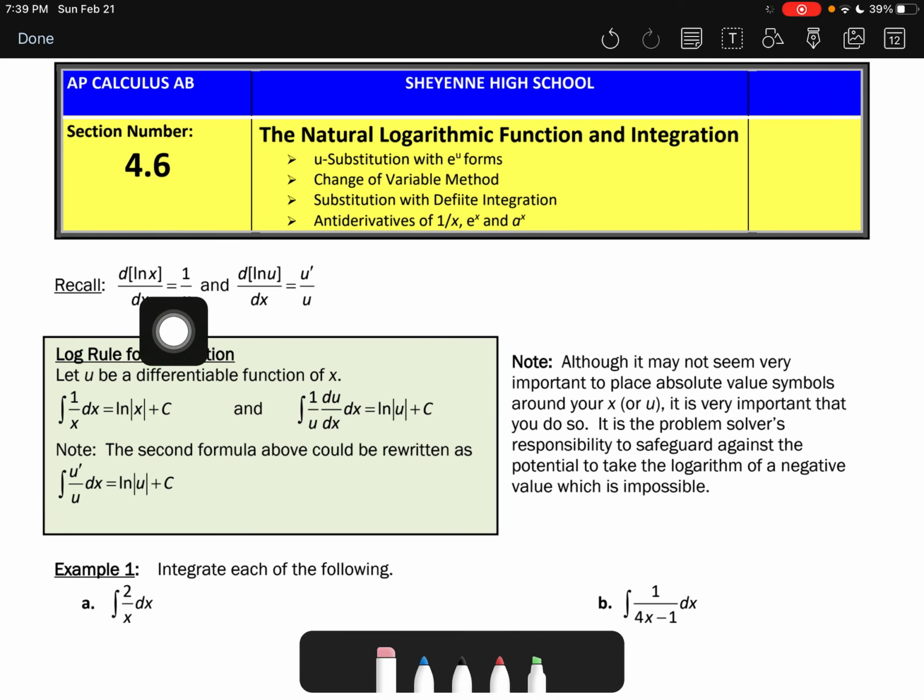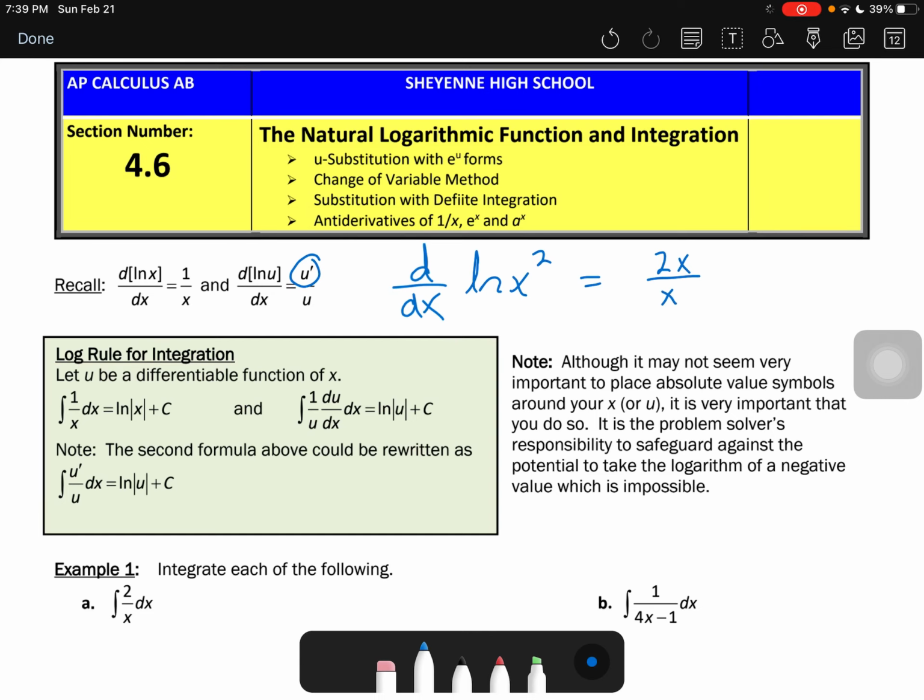If you remember some of those derivatives that we worked on, some of the special ones: derivative of ln of x, 1 over x. And let's say we're doing the derivative of something a little more complicated, like ln of x squared. Then we would say u prime over u, with u being x squared, so u prime would be 2x over x squared, and then we simplify it and get 2 over x for the answer.